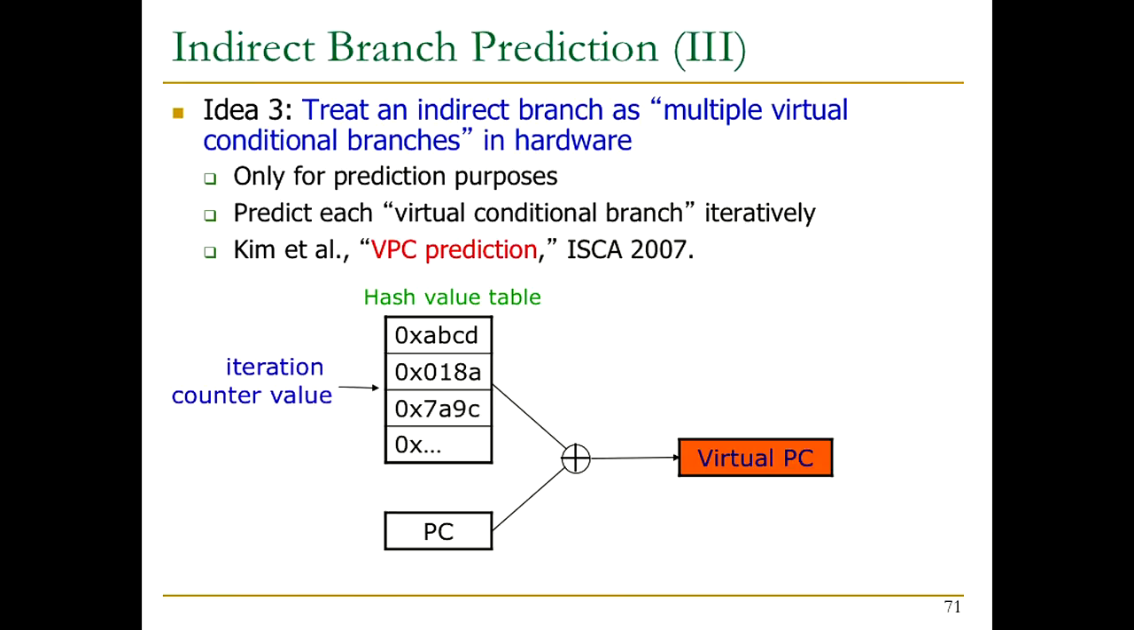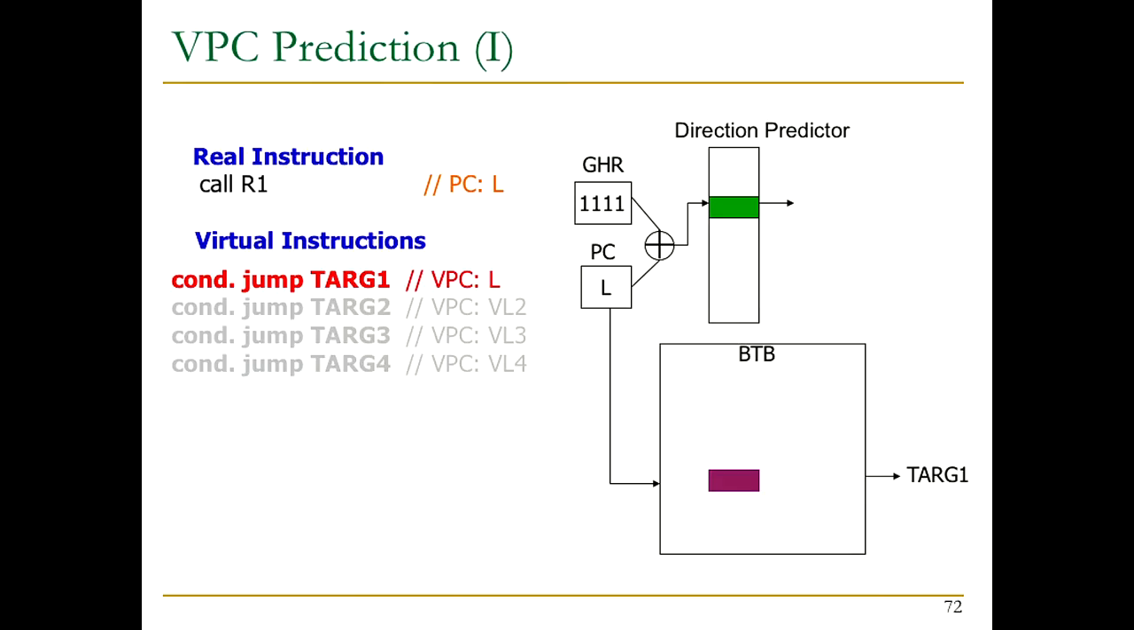So let's assume that you have this thing that you can XOR a value with, and you have this program counter, and this is the program counter of the indirect branch that you're trying to predict. You take this program counter, you hash it with a value, an index, you form a virtual program counter. And that virtual program counter is used to index your branch prediction structure. And you do this iteratively multiple times.